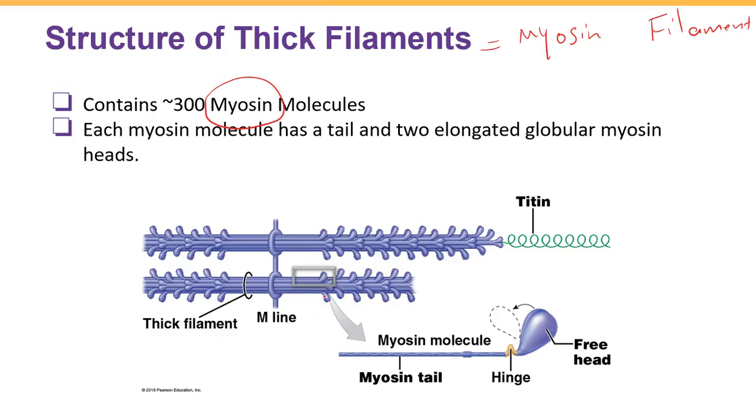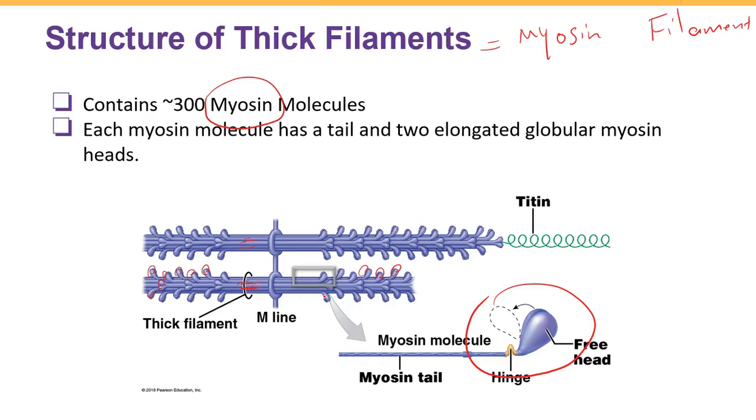And as you can see, these two round heads, called myosin heads, stick out. So these are the myosin heads sticking out, and these are the tails of the myosin molecule. These myosin heads are super important because they attach to the actin filament during muscle contraction and pull on it to make the muscle shorten.